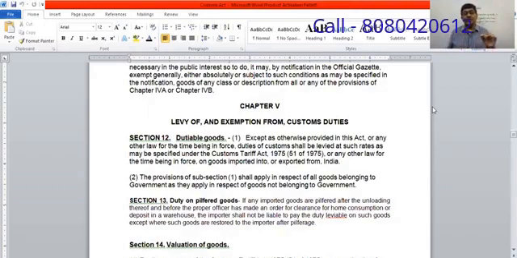So subsection 2 is only a clarification. It is only a kind of clarification that even if goods belong to government, even if the import or export is by the government, duties are equally applicable. No change, right? So now let's see what is here.